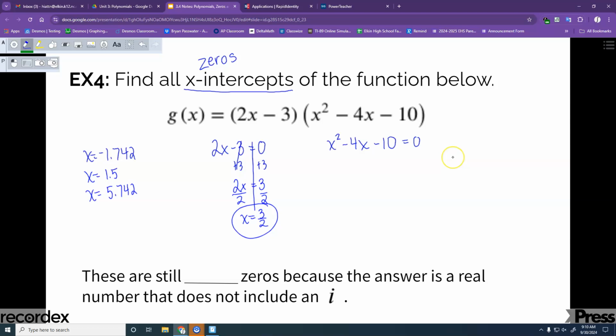Now, this answer, it looks sort of like it will factor, but if I tried to factor it, the only things I can multiply to get negative 10 are negative 1 and 10, 1 and negative 10, negative 2 and 5, and 2 and negative 5. Do any of those add together to give you negative 4? They do not. So what you have here is a quadratic that will not factor. No matter how hard you try, you can't get it to factor. So when that happens, that's when we've got to use the quadratic formula. So for this quadratic formula, our A would be 1.